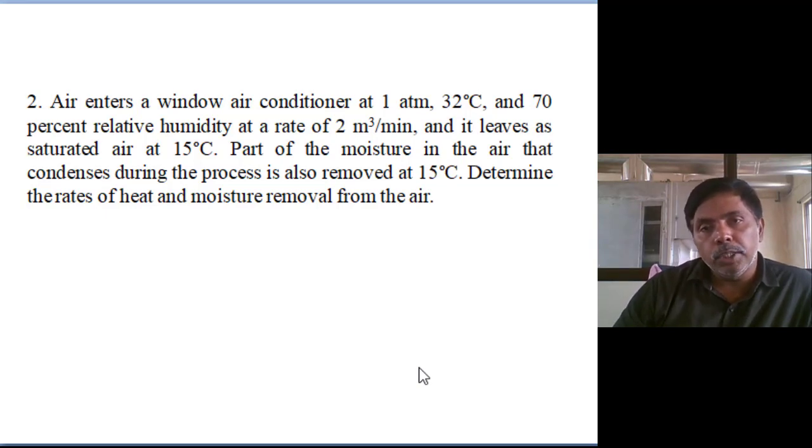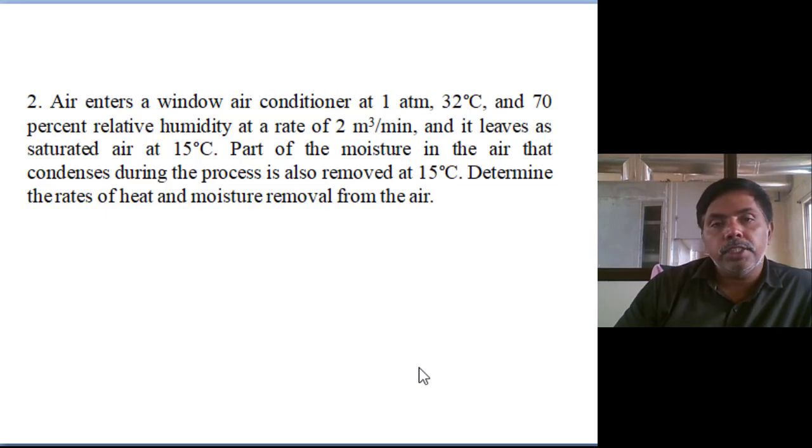So now you want to determine the mass flow rate of the air: volumetric flow rate divided by specific volume. From the psychrometric chart you can extract the specific volume. Volumetric flow rate is meter cube per minute and specific volume is meter cube per kg. Meter cube cancels, and you get the mass flow rate in kg per minute. So first we change the volumetric flow rate to mass flow rate by dividing by the specific volume. Next, it leaves as saturated air at 15 degrees centigrade.